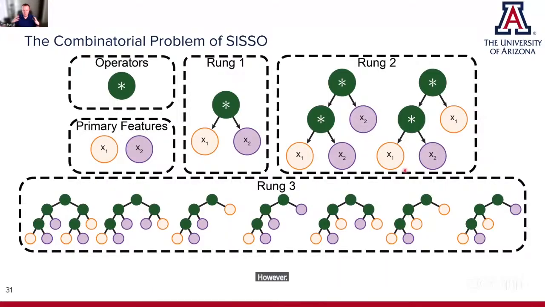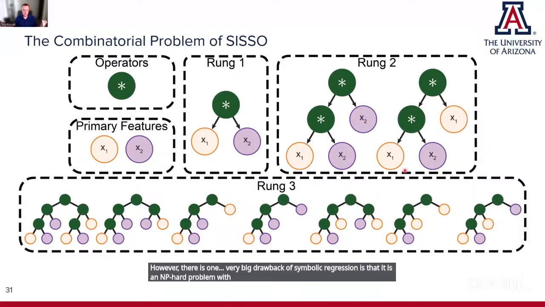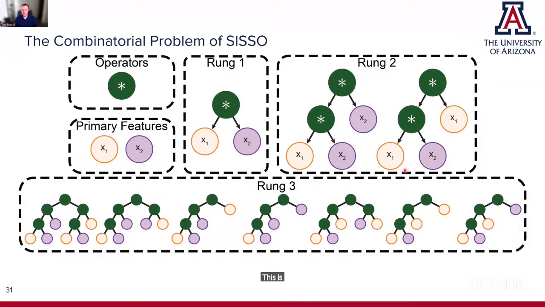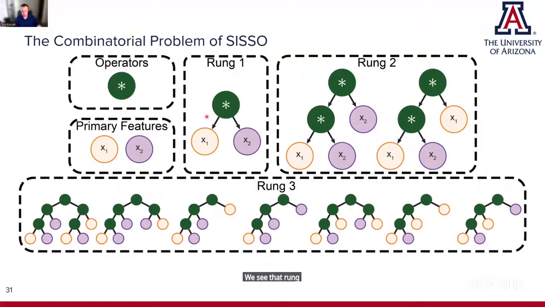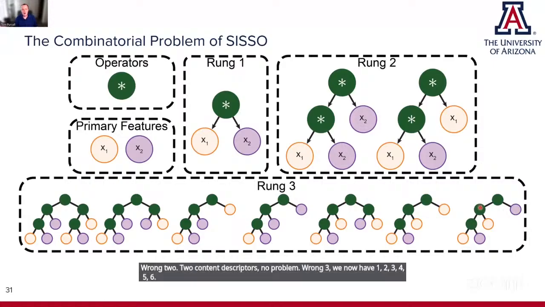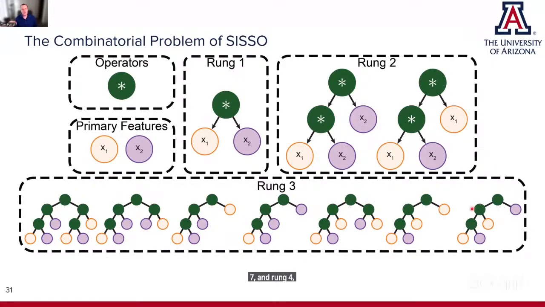However, there is one very big drawback of symbolic regression: it is an NP-hard problem with combinatorial scaling. This is best shown in the feature creation space. With just one operator and 2 primary features, rung 1 has one type of candidate descriptor, no problem. Rung 2, 2 candidate descriptors, no problem. Rung 3, we now have 1, 2, 3, 4, 5, 6, 7. And rung 4 would just continue this combinatorial train going.